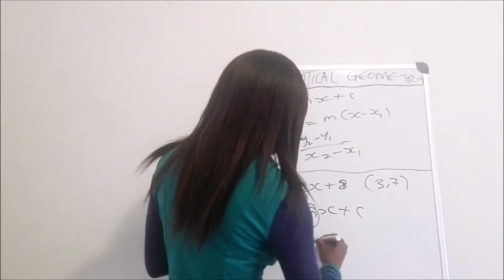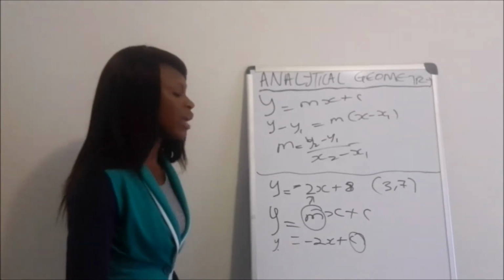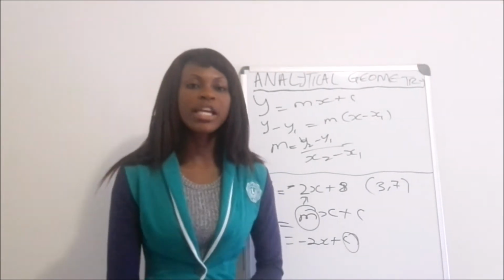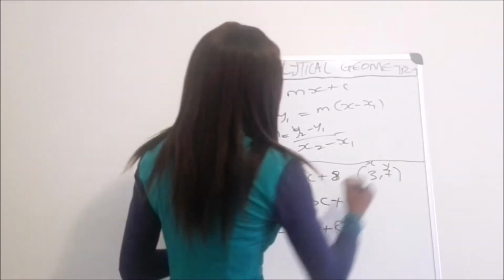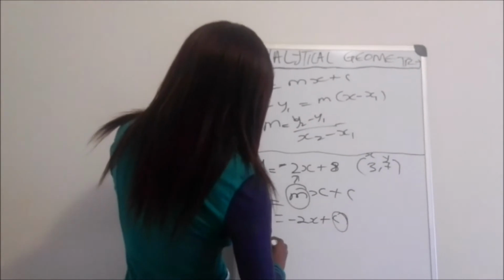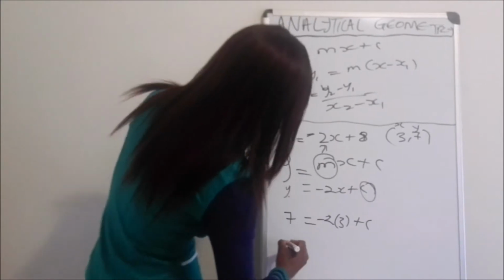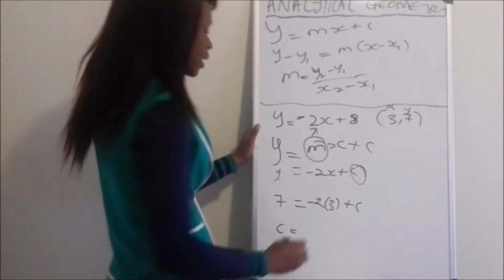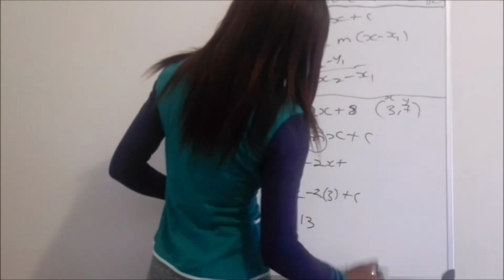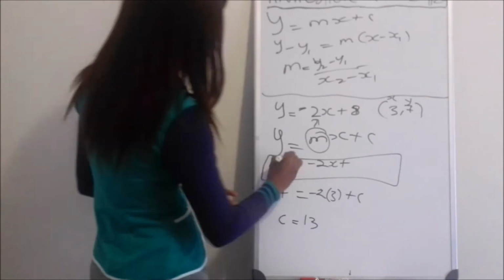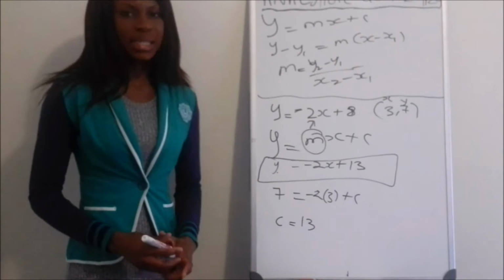Then it will be y = -2x + c. To find the value of our y-intercept, we have to use another point on the graph, which is (3, 7). This one is our x, this one is our y. Then we have 7 = -2(3) + c, so c = 7 + 6, which gives us 13. Substituting into c, this is the equation of the straight line: y = -2x + 13.